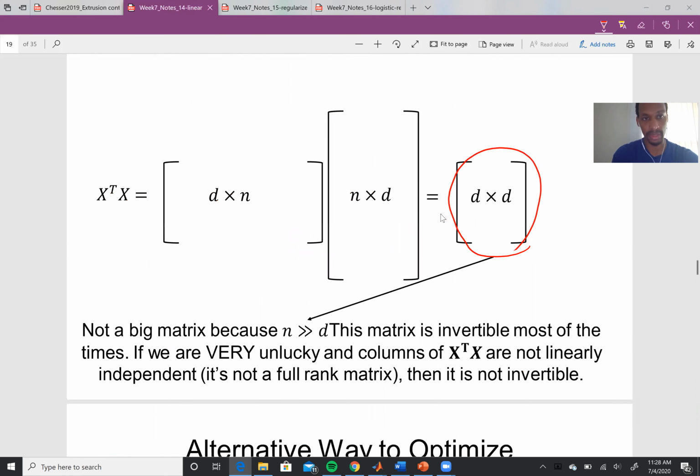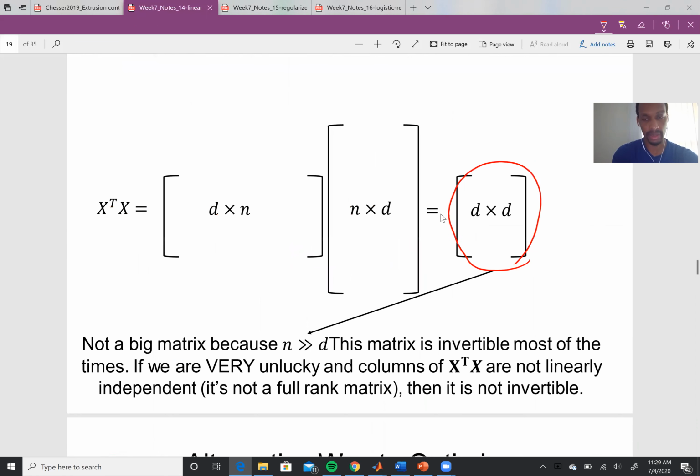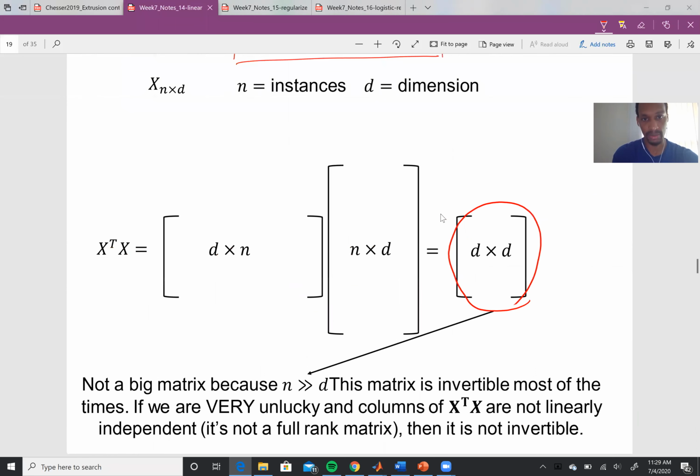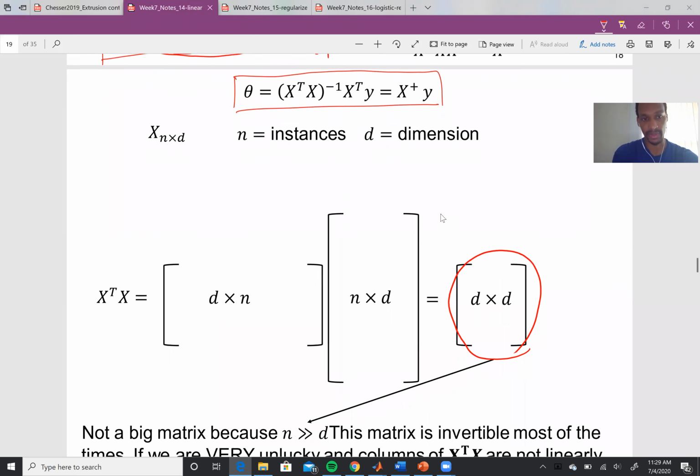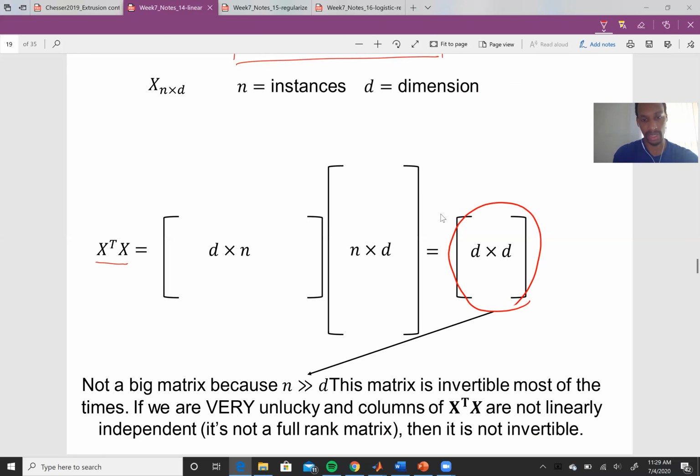Let's see what this says. So this d by d, which is going to be, what are we doing here? Okay, this is X transpose X, which gives you a d by d matrix, not a big matrix because n is much greater than d. This matrix is invertible most of the time. If we're very unlucky, the columns of X transpose X are not linearly independent, and then it is not invertible.